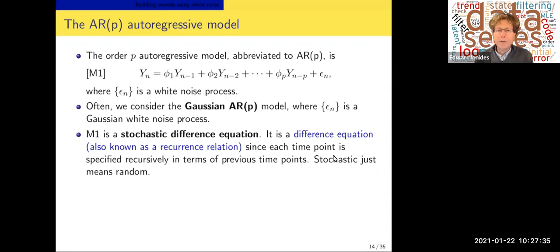The order p autoregressive model, AR(p), has this form, M1, where y_n is linearly dependent on p previous lags, y_{n-1} through y_{n-p}, and then we add this white noise process epsilon_n. Often we'll consider a Gaussian AR(p) model where epsilon_n is a Gaussian white noise process. This model is called a stochastic difference equation. It's a difference equation, also known as a recurrence relation, since each time point is specified recursively in terms of previous time points, and stochastic just means random.